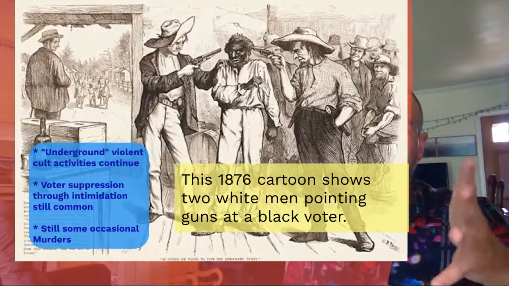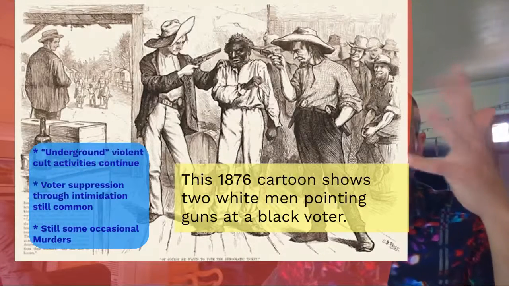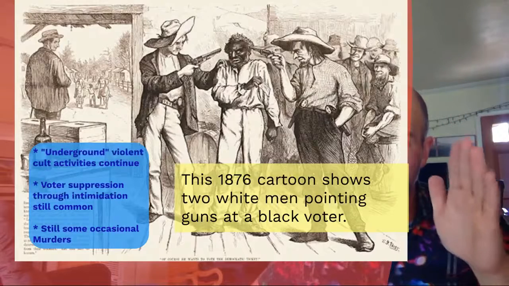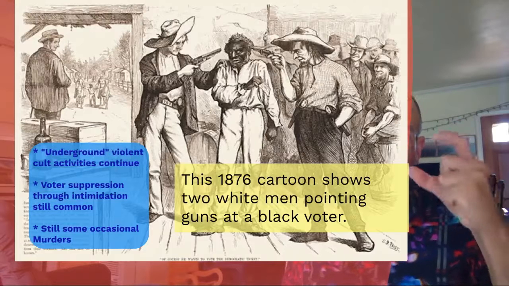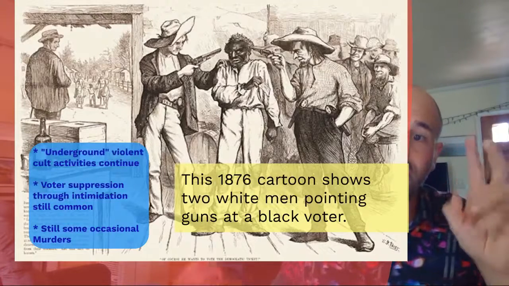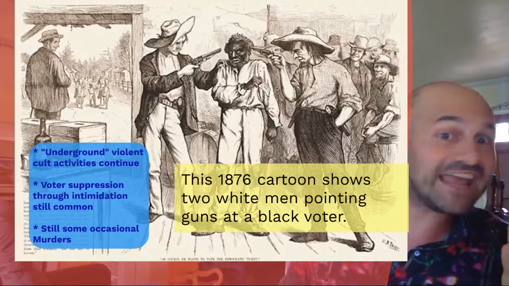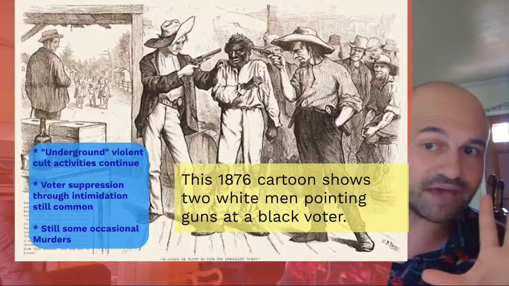And then still a little bit later, this cartoon is from 1876, and you can see it has white men pointing guns at a black voter. This is representative of the fact that there's still violence occurring, there's still voter suppression happening. And so I put in the blue box over there, underground violent cult activities, like the KKK is still operating. They're just not out and all over and obvious about it anymore.